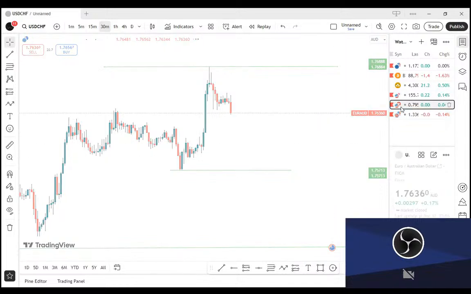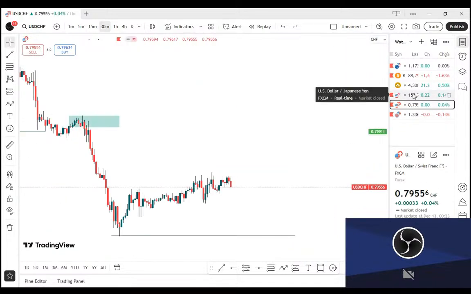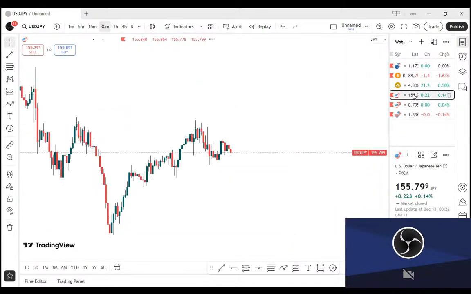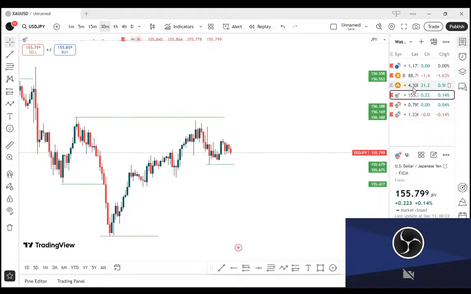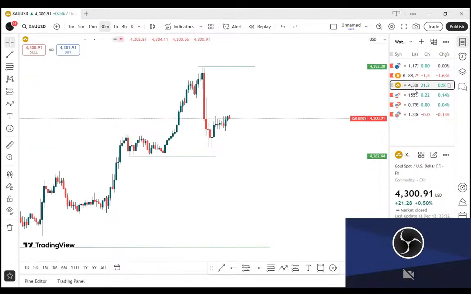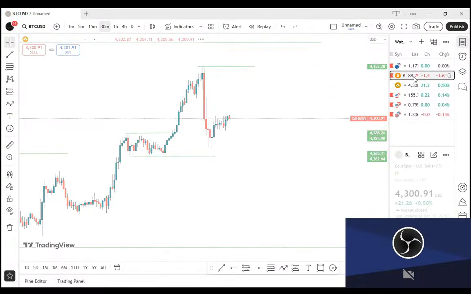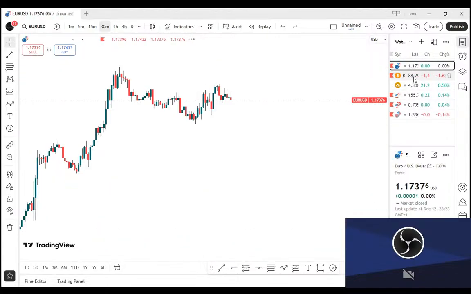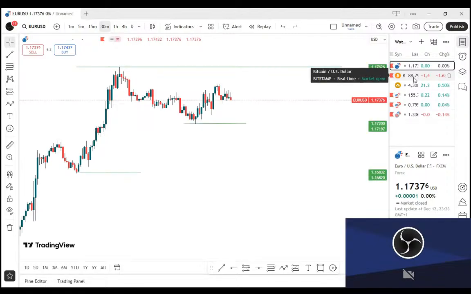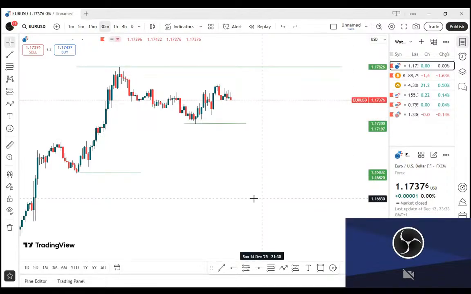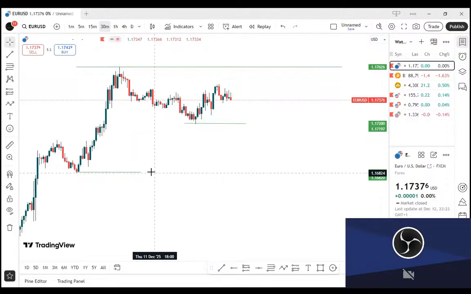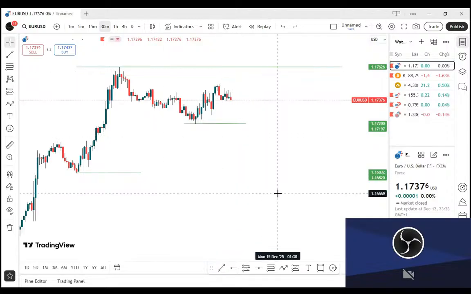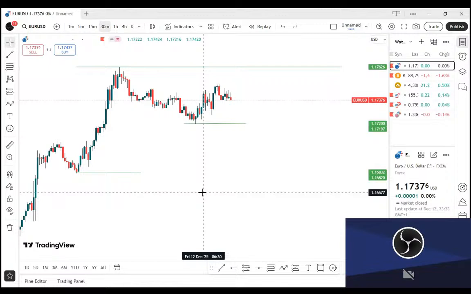So I think I've analyzed all of them. This is the CHF and this is USDJPY. This is good, and then these are the key zones, and this is BTC. Price today is trying to pull up there, and this is EURUSD. So these are the key zones. Broken, pump, rejected, pump. These are the key zones you'll be paying attention to on all these pairs.